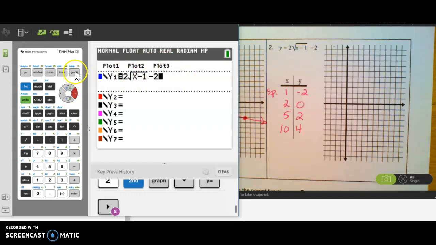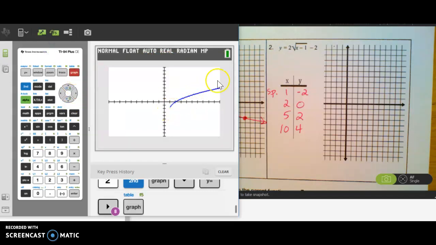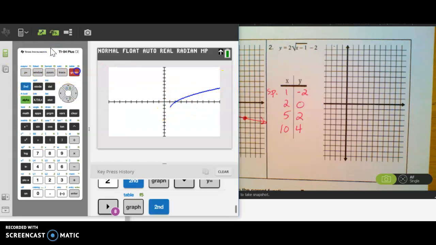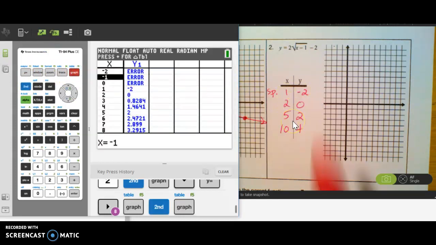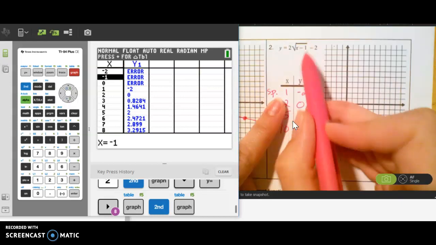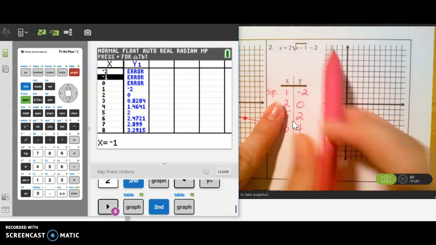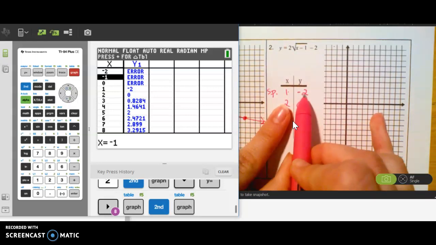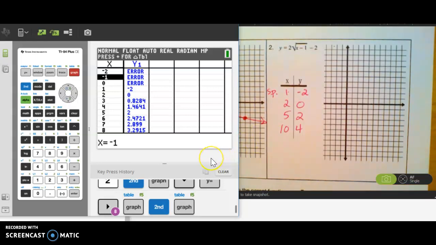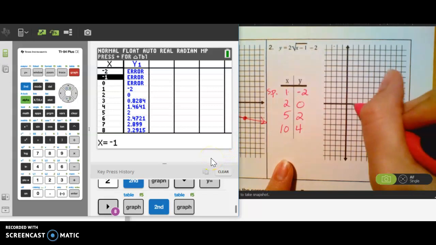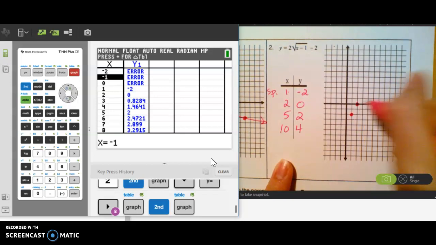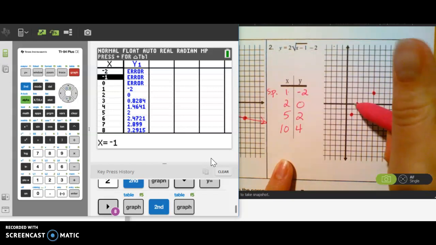All right, so I did that. I went to the graph. This time we see that it opens up, and you'll see that I actually already wrote down my table. This starting point, I got it from here. The h value is -1, so we take a positive. The k value is -2, and that's what we take. So let's graph it. We have 1, -2, 2, 0, 5, 2, and 10, 4.